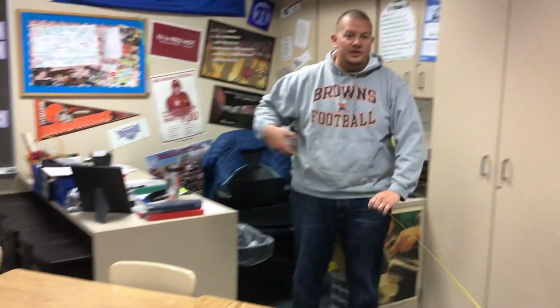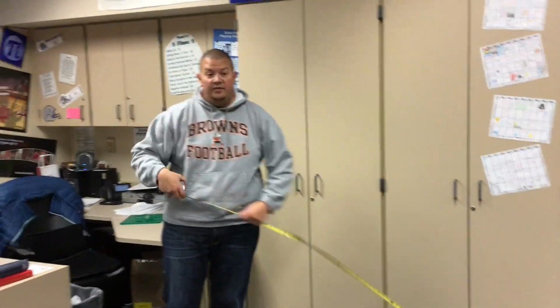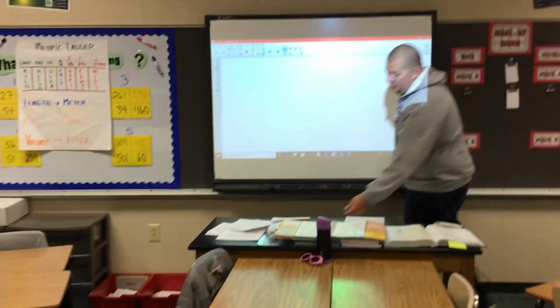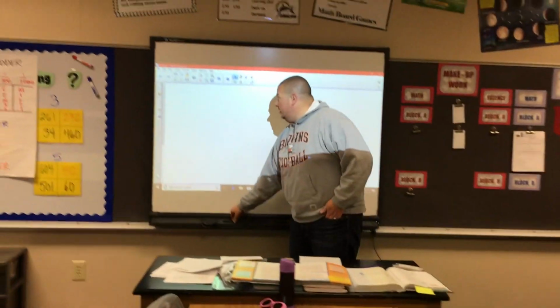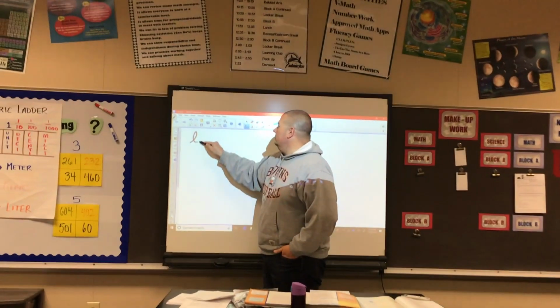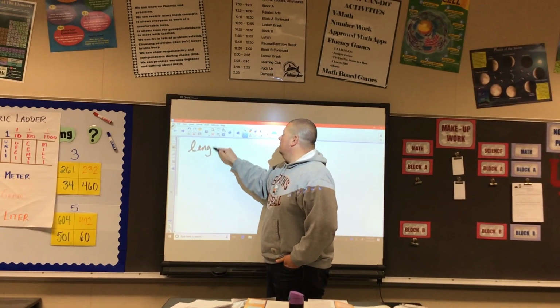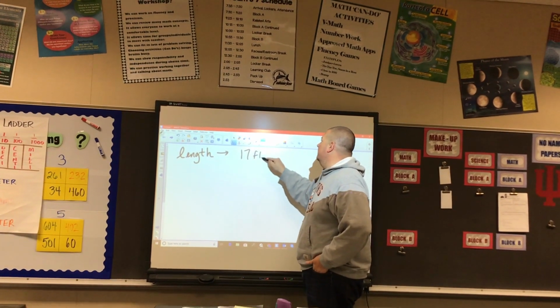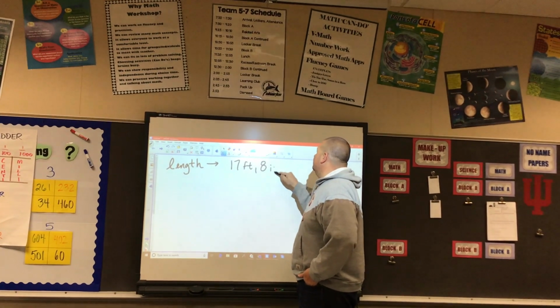So now that I know the dimensions of my wall, the length and the width, I can go ahead and determine the area. So we'll move over here to the screen and we'll show you those dimensions. So my length, we just found it was 17 feet 8 inches.